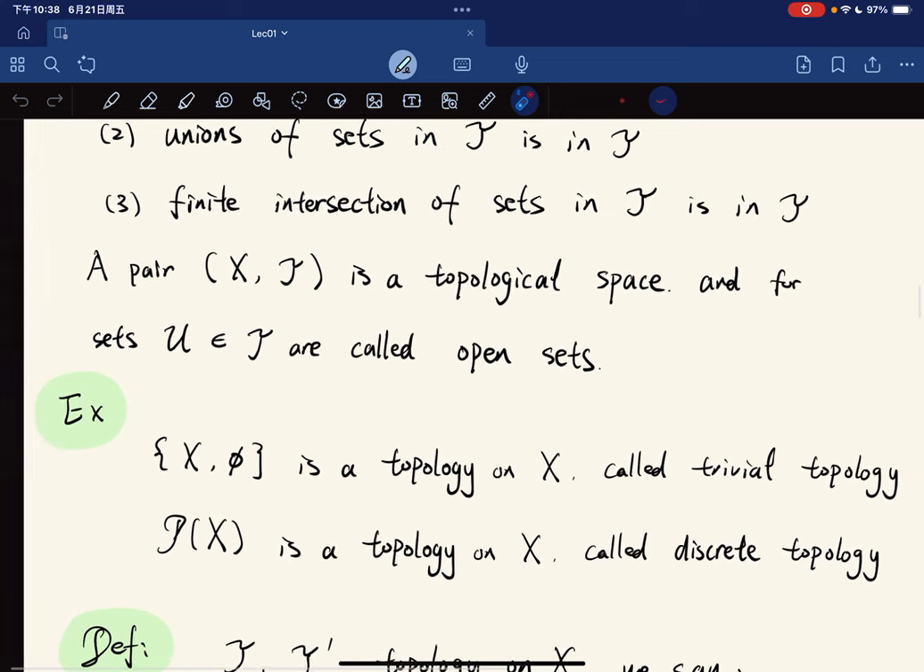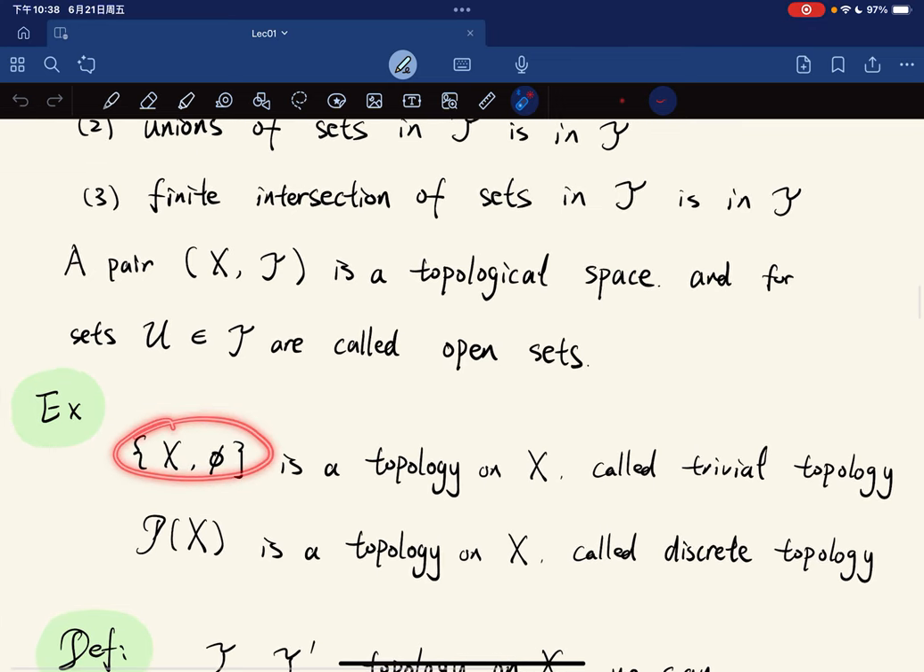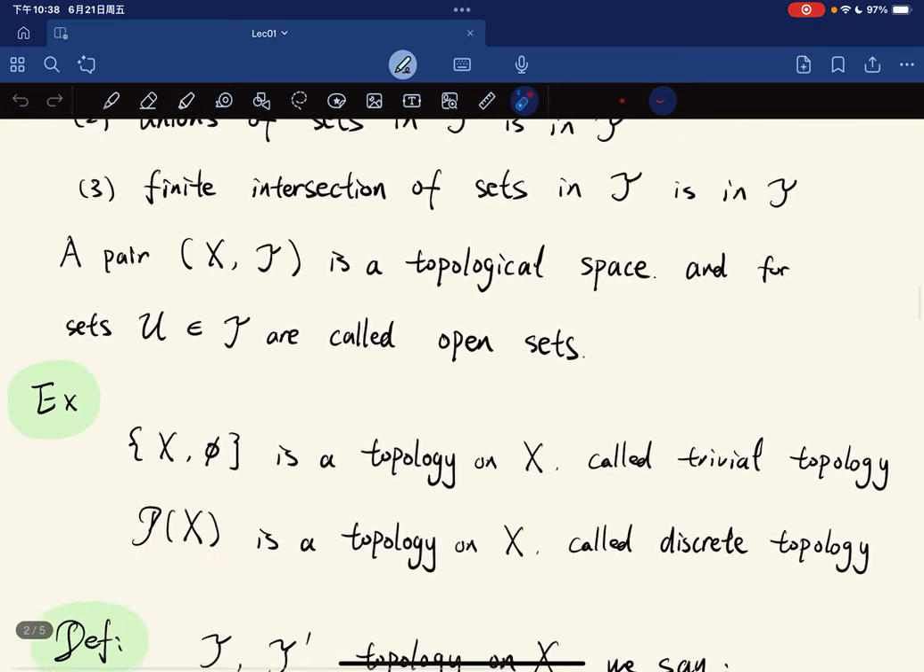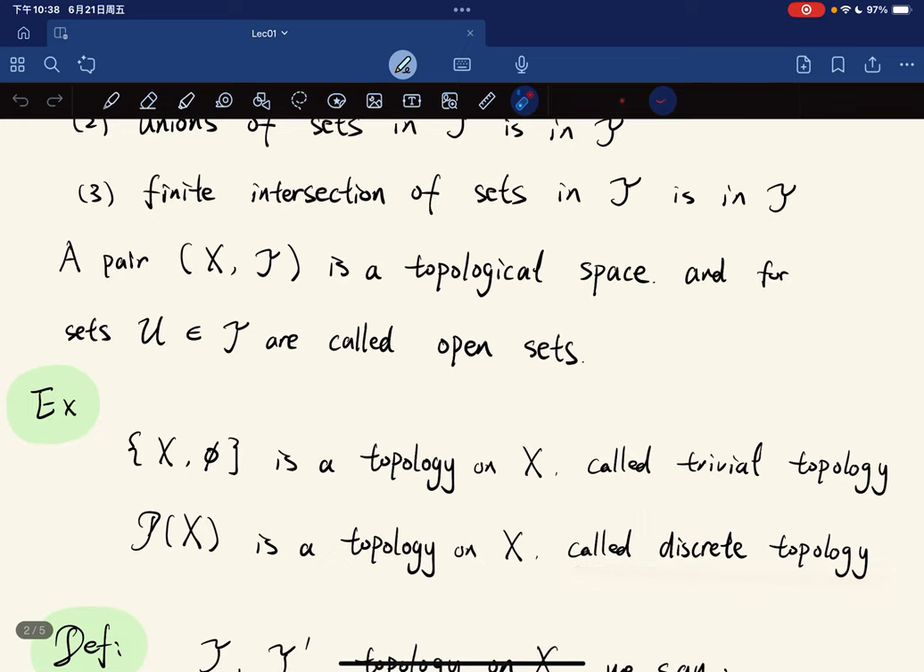Example: the two sets, the empty set and X itself, form a topology. It's called the trivial topology. And the entire power set is also a topology, as can be verified. It's called the discrete topology.